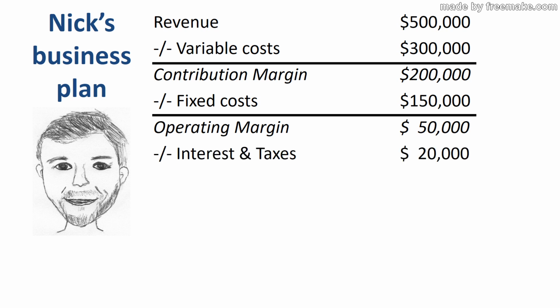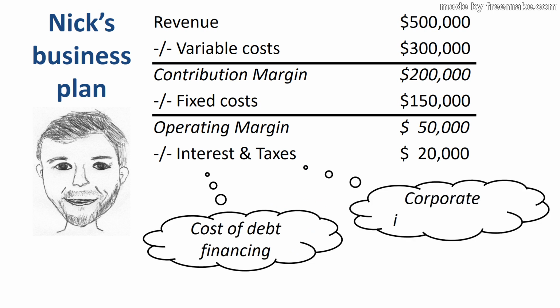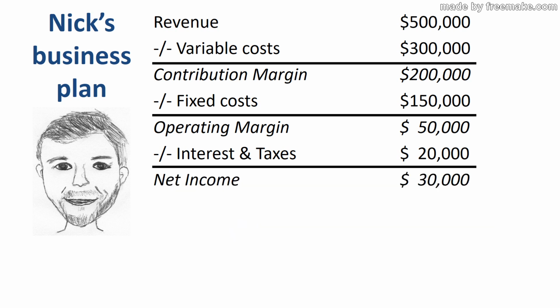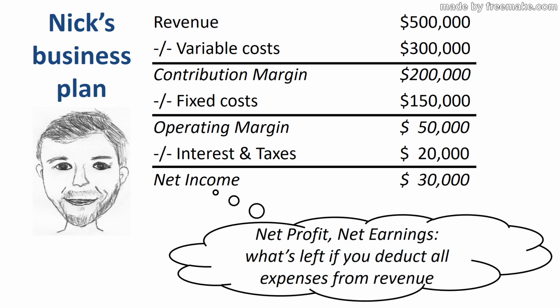Next, he deducts interest, the cost of debt financing, and corporate income taxes. These total $20,000. That gets him to the bottom line of the projected income statement for his startup company, net income, also known as net profit or net earnings. What's left if you deduct all expenses from revenue? In his case, $30,000 in year 3.